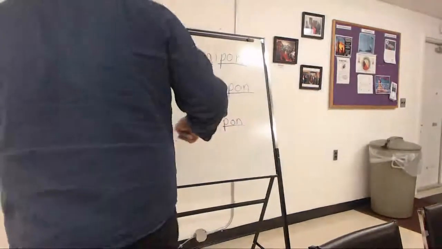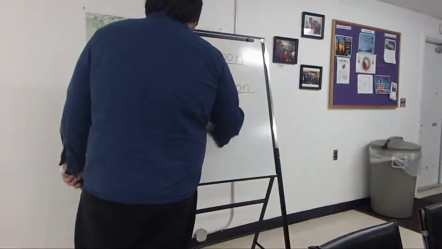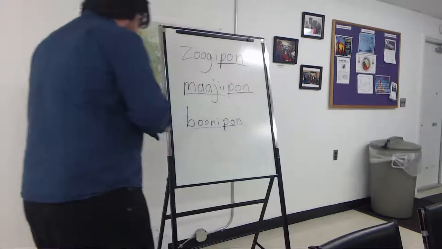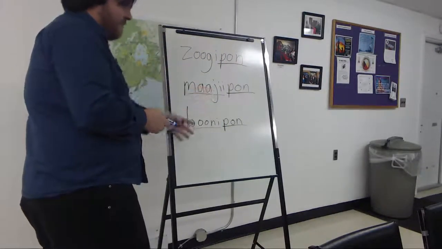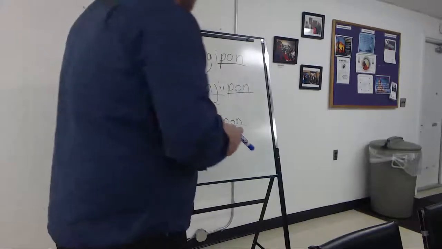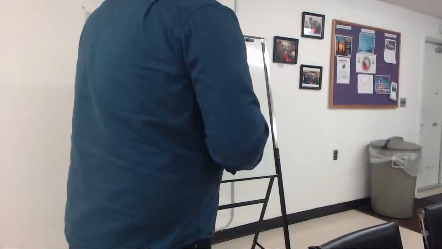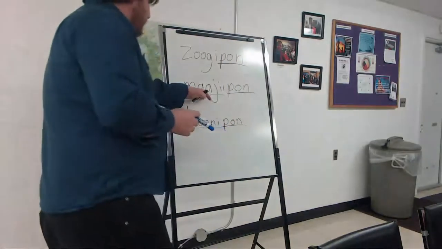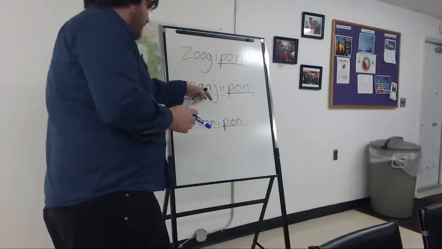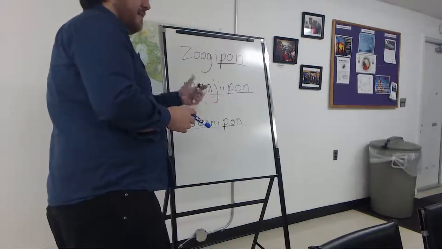Zogipan, is it snowing? Majipan, it starts to snow, and Bonipan, it stops snowing. That's the root. That's the root for snowing there. So we could use all kinds of different root words in front of pun, and they're referring to different kinds of snow there.